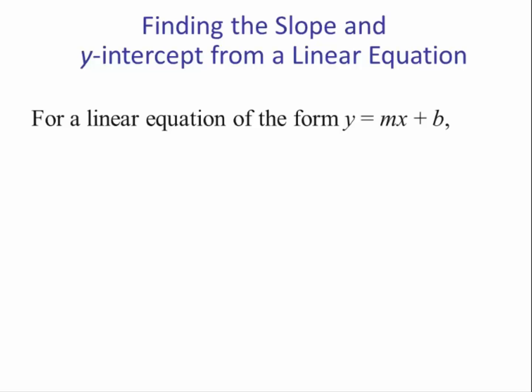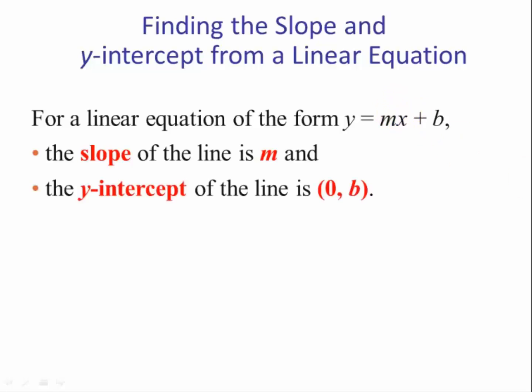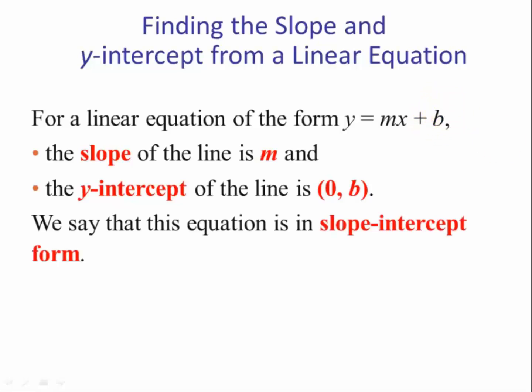For a linear equation of the form y equals mx plus b, we know that the slope of the line is m, whatever number is multiplying the x, the independent variable, and the y-intercept is the value of b. So whatever number is here is going to be our y-intercept. We say that this equation is in slope-intercept form.